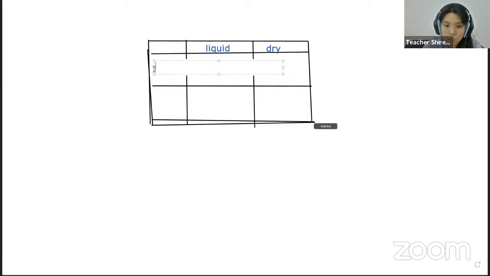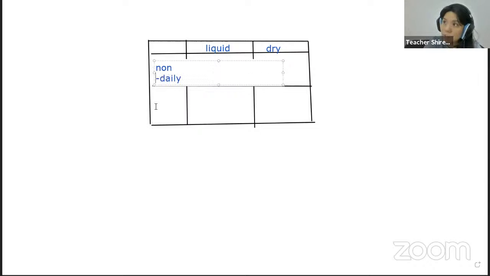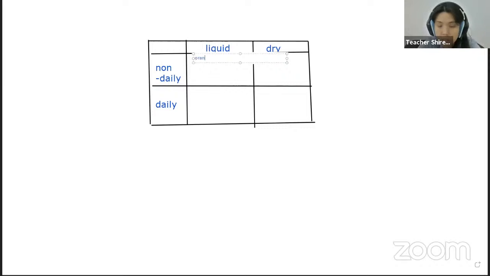This one is non-daily food, non-essential food. Okay, this is daily food. Please wait. Okay, so then this one, you can just copy exactly the orange, squash, and cola. And then think of one by yourself. Think of one idea by yourself.